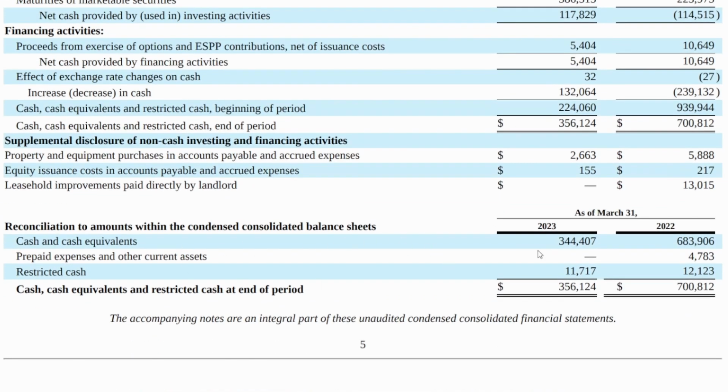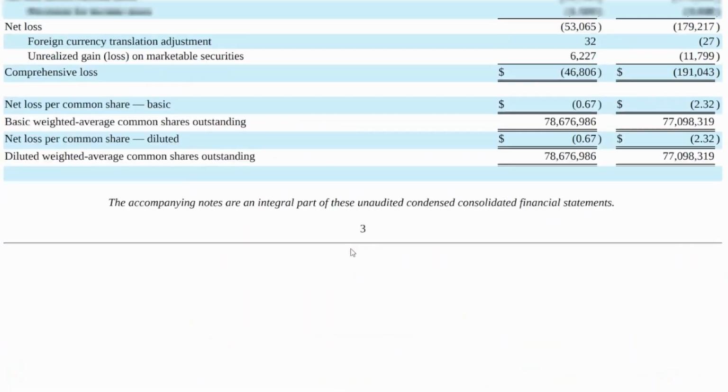However, if we take out the restricted cash, $344 million in cash, that's how much we have right now sitting in the company to do day-to-day operations. Now, the next thing I like to do is move over to the balance sheet.